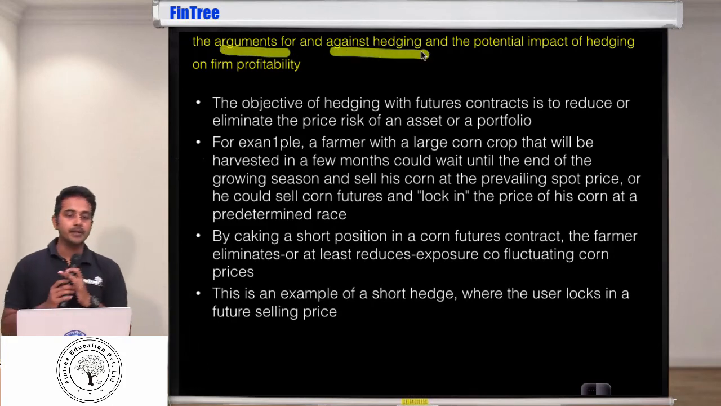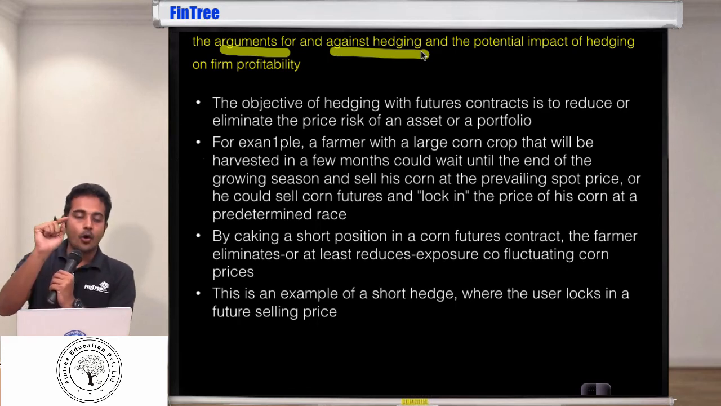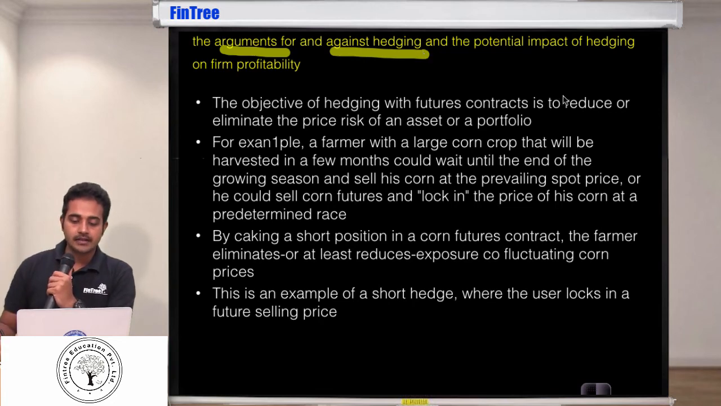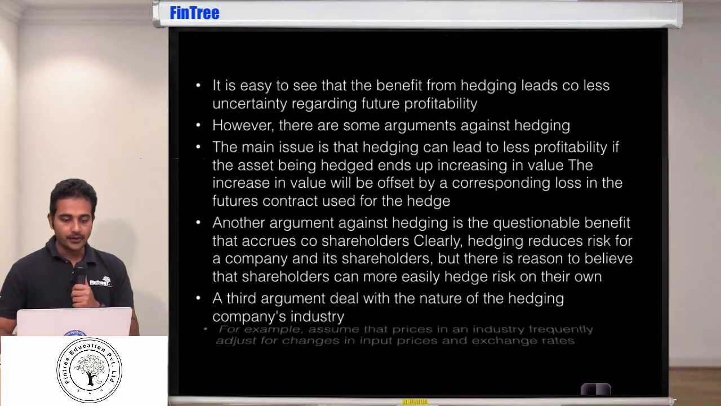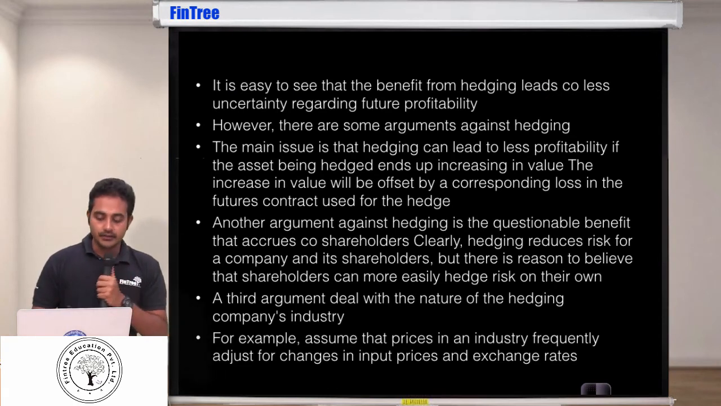Arguments for and against hedging. This is learning outcome B. Let's put a subheading: arguments for. Point number one, to reduce risk. Point number two, lesser uncertainty.